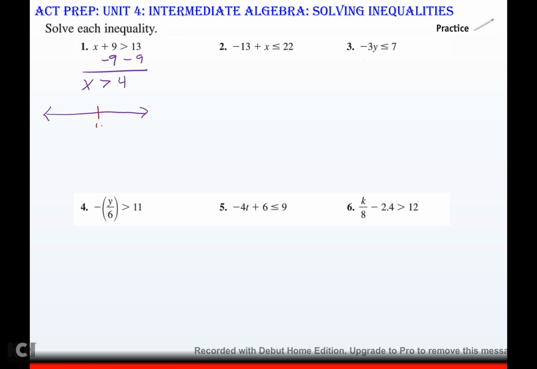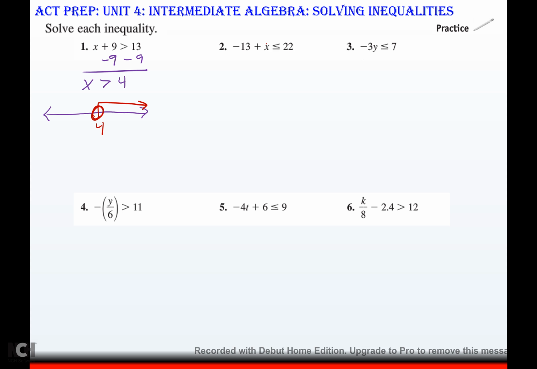So this would say I cannot include 4, so that's going to be an open circle, and then everything to the right. So 4 is not actually a solution, but anything bigger than 4, even 4.000009, would be a solution. So 4.5, 4.2, 8.7, 389, those would all be solutions in this inequality.